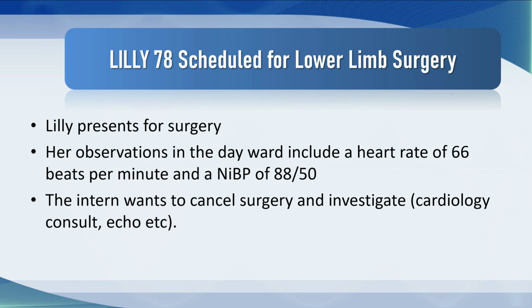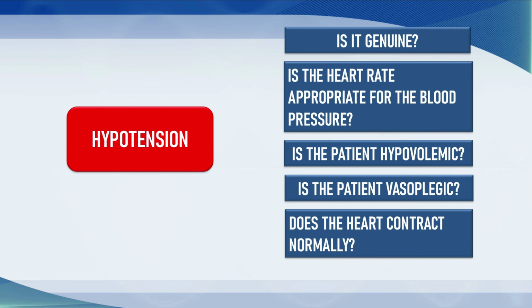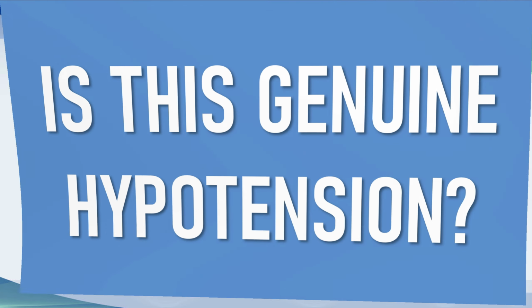Lily is 78 years old and she's scheduled for lower limb surgery. Her observations on the day ward include a heart rate of 66 beats per minute and a non-invasive blood pressure of 80/50. The blood pressure cuff is fitted correctly. The intern wants to cancel surgery and investigate with a cardiology consult, an echo, etc. So we have a hypotensive patient, and the first question is, well, is this genuine hypotension?